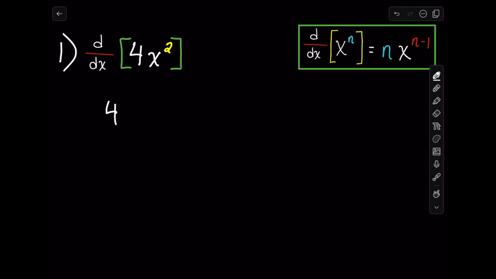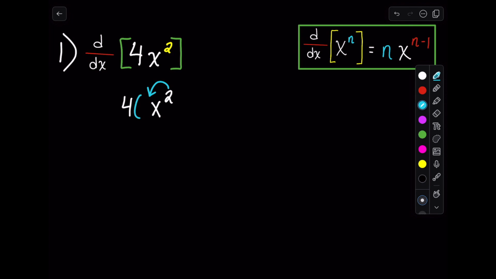So what I like to do is pull out the coefficient, and we just have to bring this exponent down in front of the x, and then subtract 1 from the exponent itself. I like to write it out like this to help me keep everything in order. So we have 4 times 2x to the 2 minus 1, which equals 8x, and that's our answer.